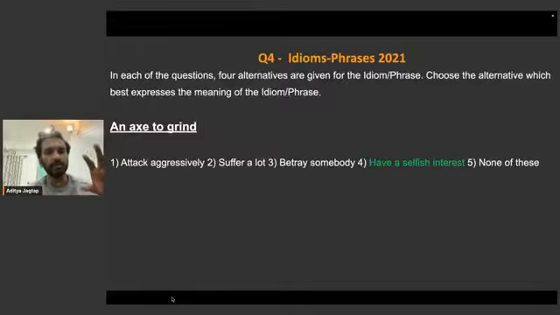But which is why I'm telling you to simply keep notes. There's no real explanation as to why an axe to grind became to have a selfish interest. I'm sure there is some historical English reference we can find, but it's not going to add value to our learning.